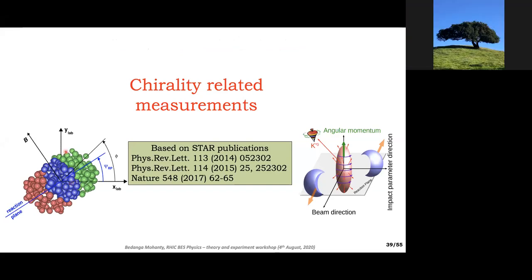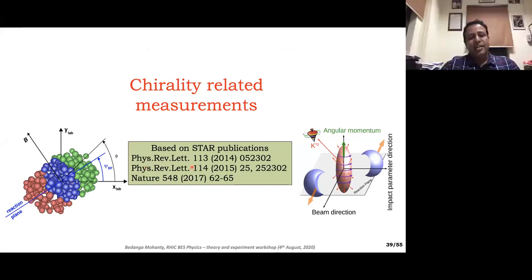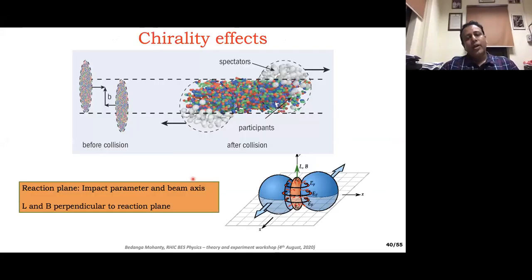So I will discuss about measurements related to chirality. These are based on these publications. So before I move, 2 interesting initial conditions are very crucial for such measurements. When 2 heavy ions at non-zero impact parameter come and collide, then the participating matter is imparted a large angular momentum because of this torque.